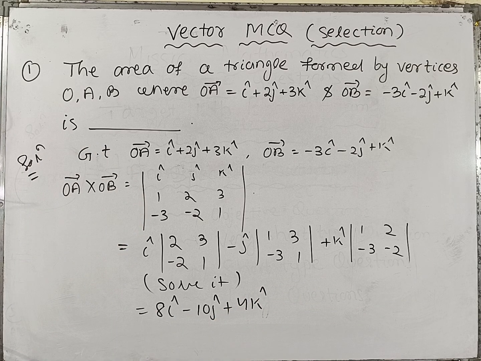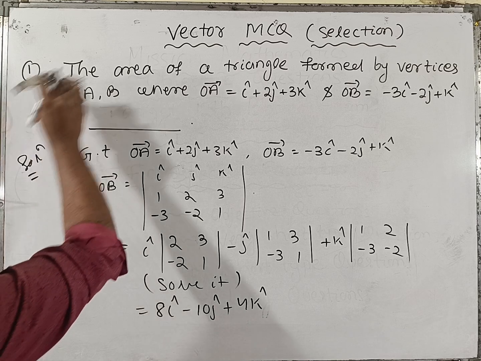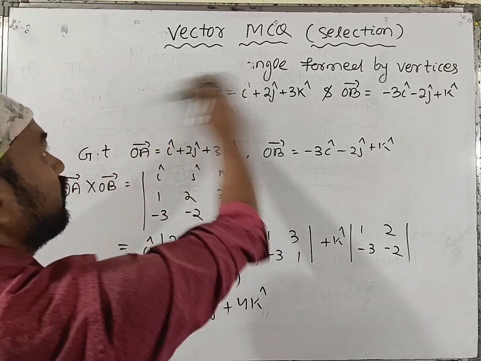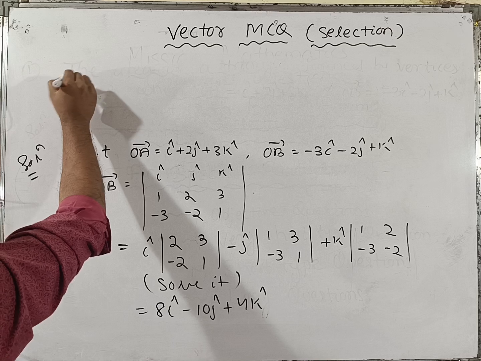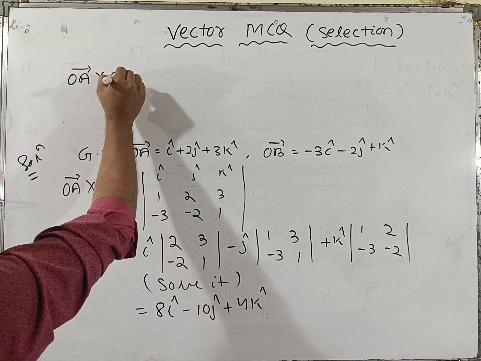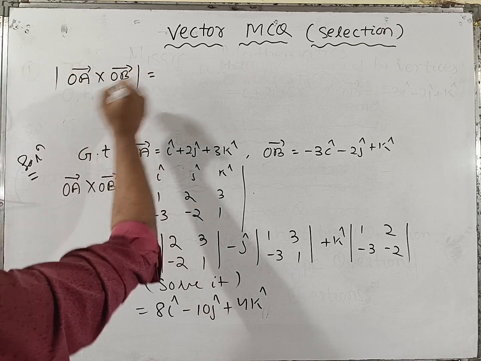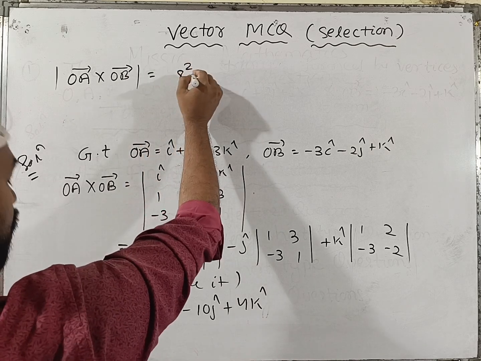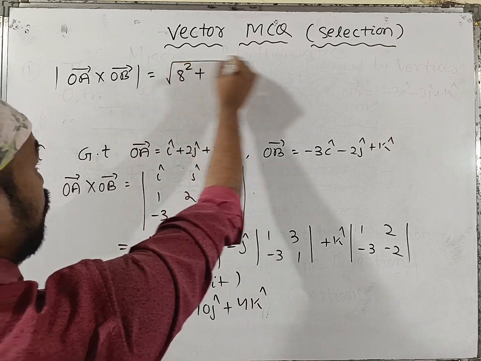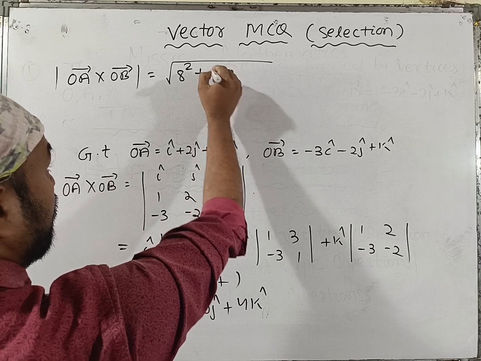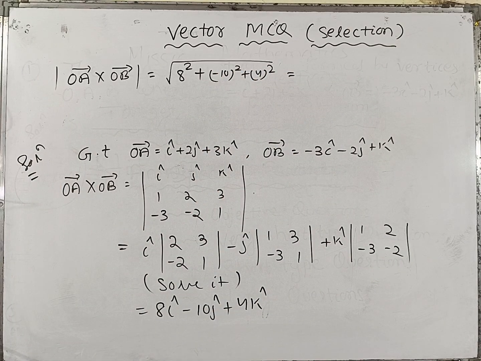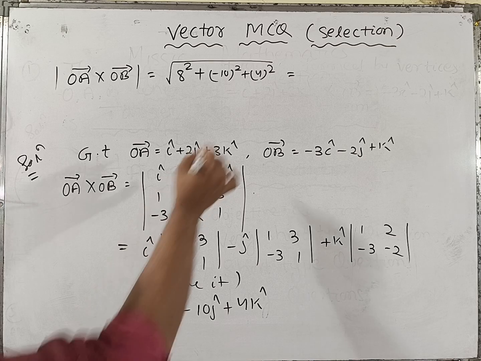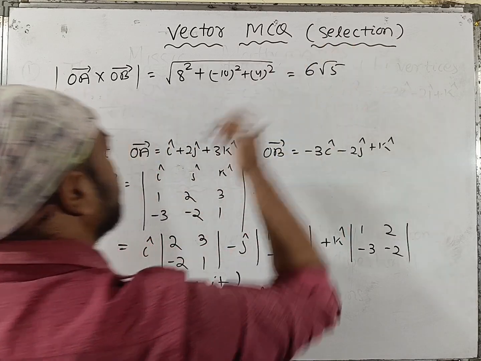Then we have to go through the magnitude of this result. Then we have to find out the magnitude. The magnitude of the cross product of OA vector and OB vector will be the square root of the sum of the squares. Then here you will get 6 root 5. So it is 6 root 5.